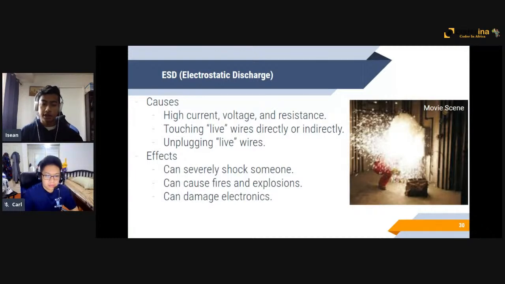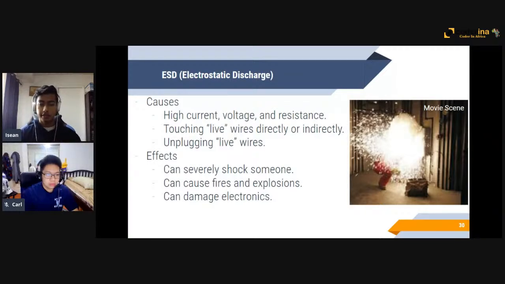Now, if you touch a live wire with your skin or a metal piece, that will cause an electrostatic discharge, even if you're far away from the live wire. If you touch a metal piece or a metal railing connected to the wire, you can be shocked without directly touching the wire. The third cause is unplugging live wires. Unplugging live wires causes a small ESD, so you should always turn off a circuit from the on and off switch before you unplug a wire. If you unplug a high current or voltage wire, you may be shocked.